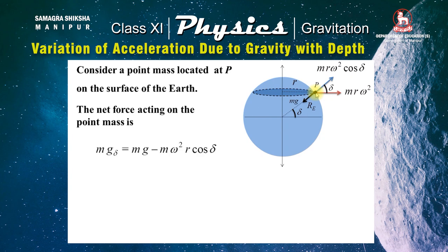This is my apparent force, m g prime. So now this g prime will be the variation of g due to rotation. The net force will be m g minus m omega square r cos delta. Now the small m will cancel out.